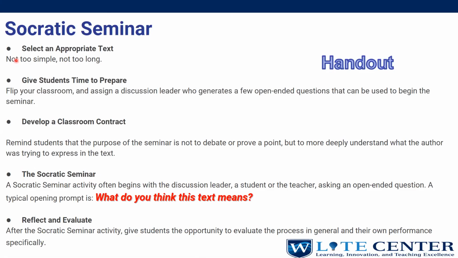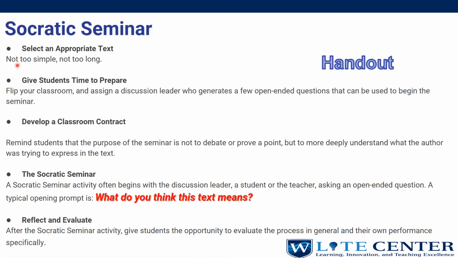So the Socratic seminar strategy is based on close textual analysis. So it is important to select a text that provides ample avenues for interpretation and discussion. And that means that you don't want a text that is too simple, because then there won't be anything to discuss. But you don't want it to be too long, because then it will be difficult for them to read closely and to be able to do it during the allotted amount of time given.